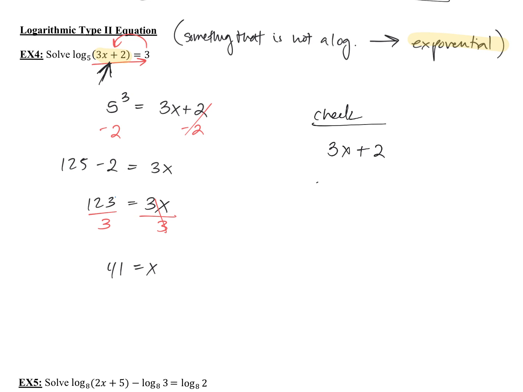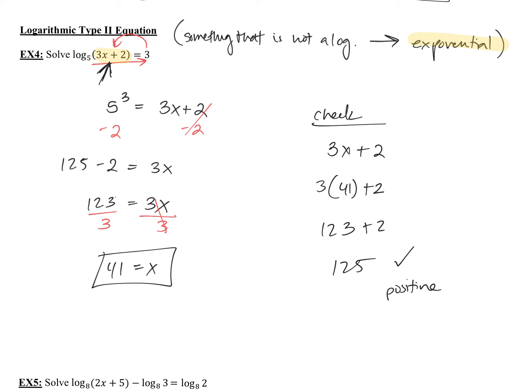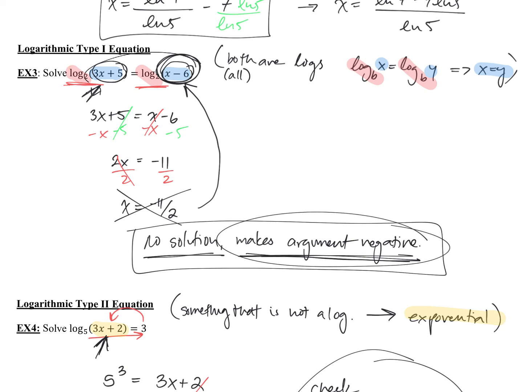3x plus 2, 3 times 41 plus 2. 3 times 41 is 123 plus 2, so 123 is 125. This is positive. So it checks out. So because of that, we'll go ahead and box our answer. So once again, this is just the way to show your work for logarithms. Check your work to see if it makes it positive or negative. If it's positive, you can just box your answer and show your checked work. If by just looking at the problem you know it makes one of them negative, you can just go ahead, write no solution, and makes argument negative. And if you want to, include an arrow showing to your argument.